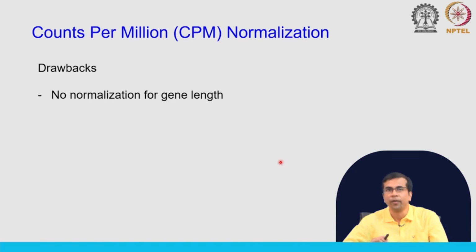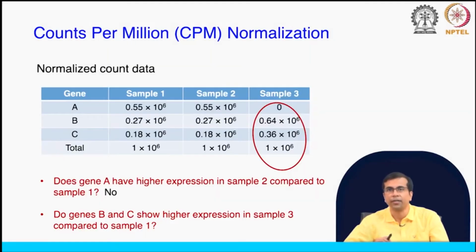The second drawback is that we have not addressed the RNA composition bias. What is this RNA composition bias? We briefly mentioned it in the last class. If you look at sample 3, for gene A the read count is 0. Let us imagine that the expression of gene A has dropped, and it is so low that we cannot detect it by sequencing.